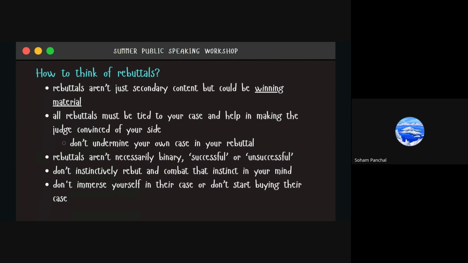Okay, cool. Yeah. So as I said, you have cases on both sides. You could provide rebuttals on both, but it is better to tie it to your own case.